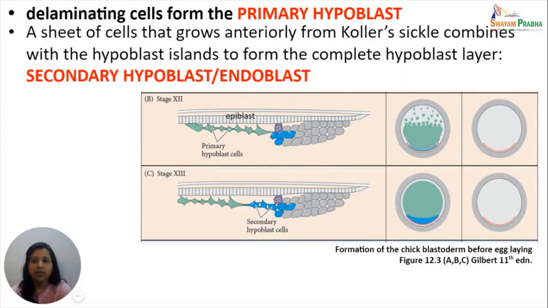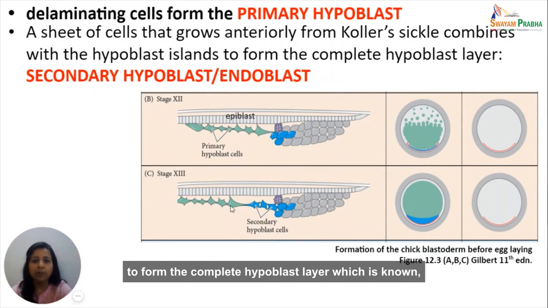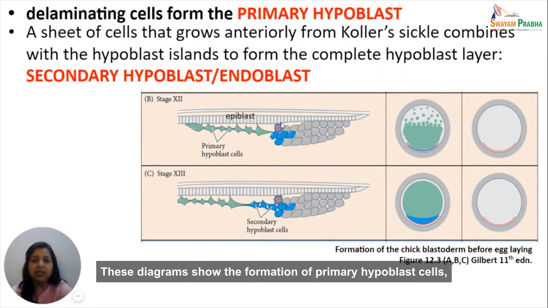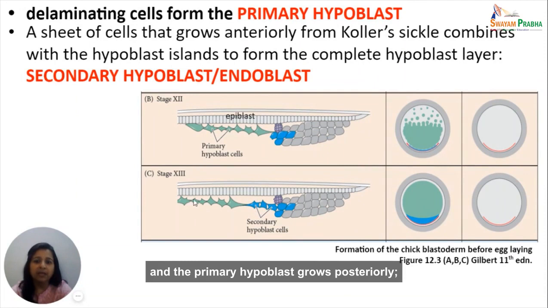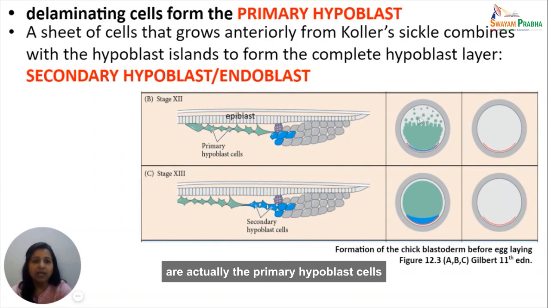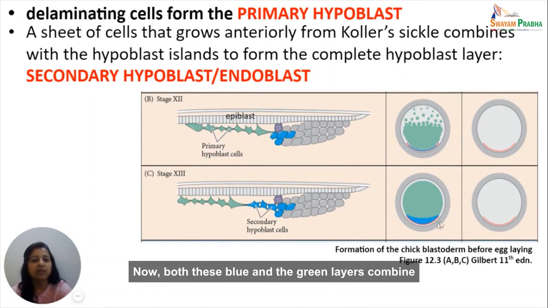A sheet of cells simultaneously grows anteriorly from the Koller's sickle, which combines with the hypoblast islands to form the complete hypoblast layer, which is known as the secondary hypoblast or the endoblast. These diagrams show the formation of primary hypoblast cells, and when the sheet of cells growing anteriorly from the Koller's sickle and the primary hypoblast growing posteriorly combine, they form the secondary hypoblast layer. The green cells here are the primary hypoblast cells, and this blue layer is the secondary hypoblast cells. Both the blue and the green layers combine to form the secondary hypoblast, or the endoblast.